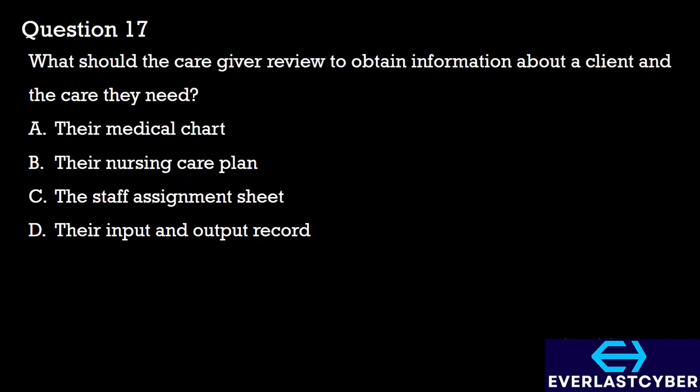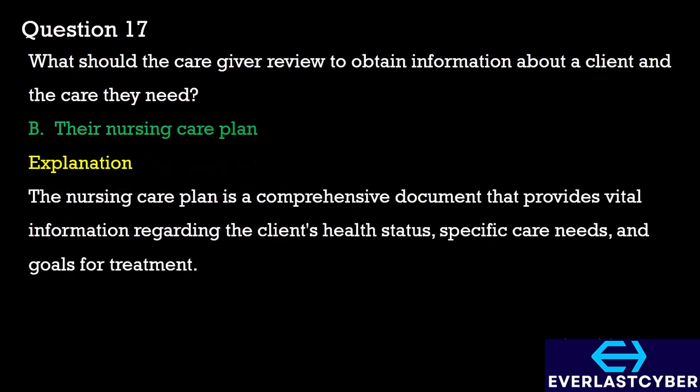Question 17. What should the caregiver review to obtain information about a client and the care they need? A. Their medical charts. B. Their nursing care plan. C. The staff assignment sheets. D. Their input and output record. For this, we'll be going with option B.